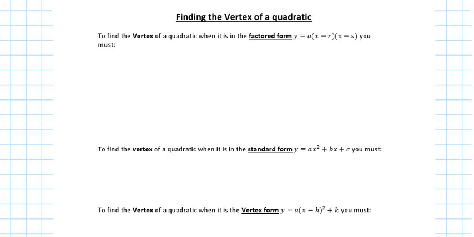So we have learned how to go from standard to factored, how to go from factored to standard, how to go from vertex to standard, right? But the only thing that we haven't learned is how to go to the vertex form. The vertex form is one of the trickiest ones to go to. There is a process, and the process is called completing the square.